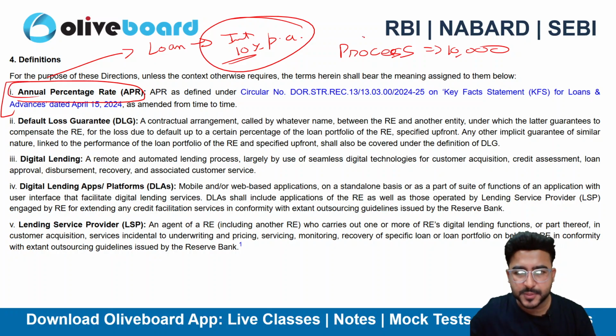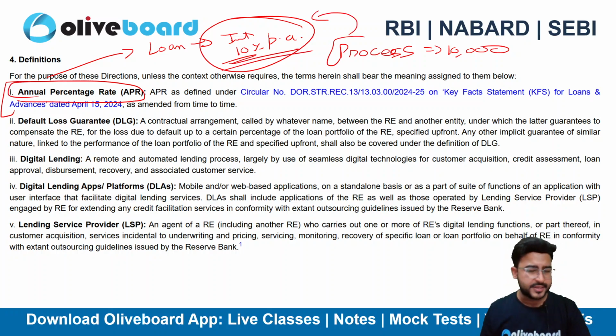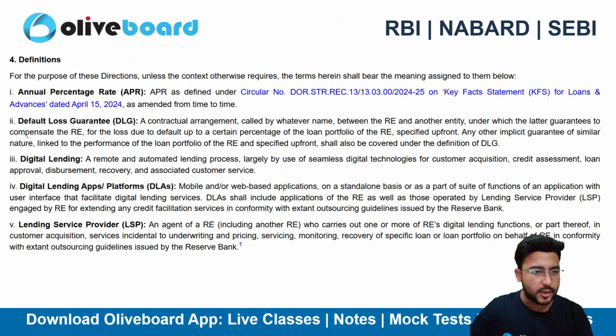So that's what annual percentage rate is all about. If we consider these processing charges and other charges as well in our interest rate, we will get an annual percentage rate. इसका मतलब effectively खर्चा इतना आ रहा है, right? Effectively खर्चा इतना आ रहा है. Then we do have a default loss guarantee as well.